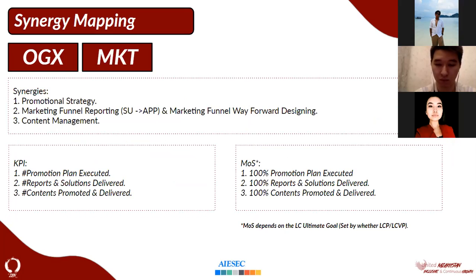Okay, let's go to the MKT. So for MKT, there are three main synergies that you can do. Firstly, promotional strategy. Second, marketing funnel reporting. And then third is content management. So for the KPI, firstly, promotion plan executed. Second, report and solution delivered. And then third, content promoted and delivered with the MOS, all at 100%: promotion plan, report and solution delivered, and content promoted and delivered.